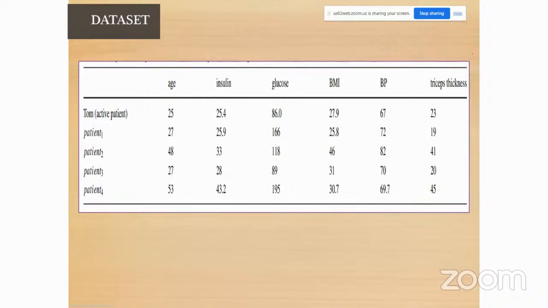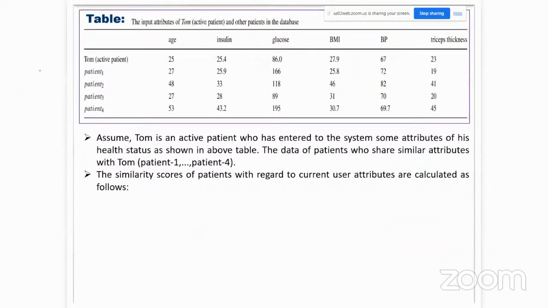But the question is, which patient's prescription are we going to recommend to the active patient Tom? We have patient one, patient two, patient three, patient four. Out of four, which prescription do I have to recommend to Tom? That means which type of medicines? For that, we have to use the similarity measure we used previously, that is PCC, Pearson correlation coefficient. First we calculate the similarity between Tom and patient one. Tom to patient one similarity is 86%, so 0.86.